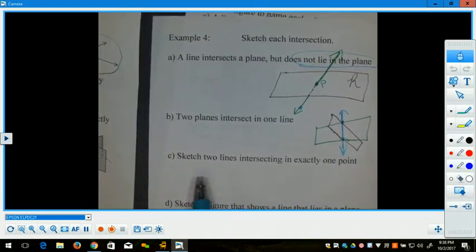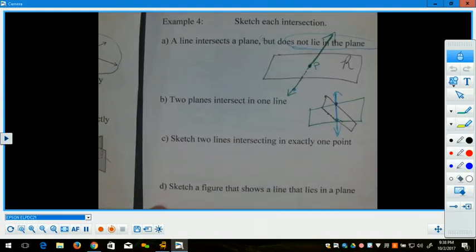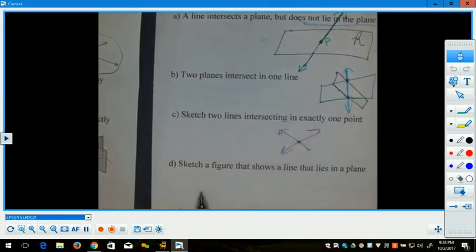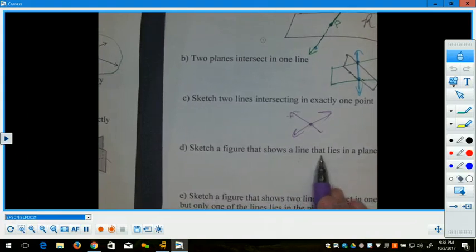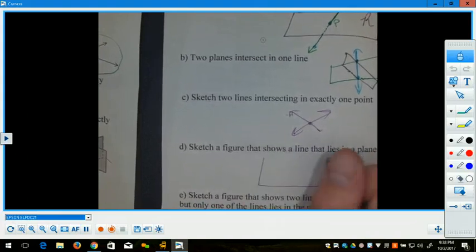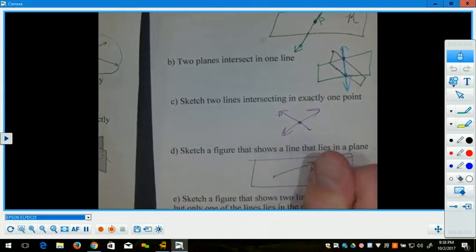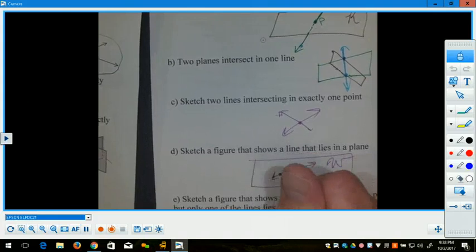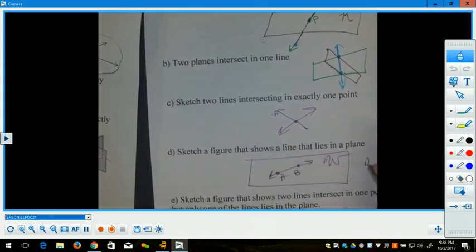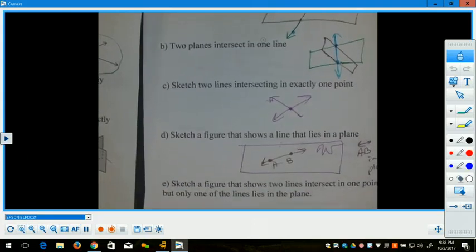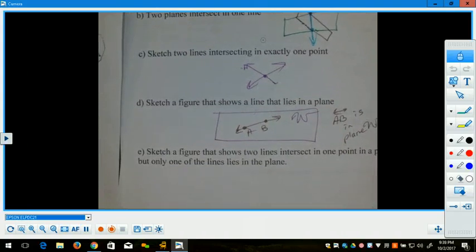Sketch 2 lines intersecting at exactly 1 point. That's easy enough. 2 lines, and here's the point. Sketch a figure that shows a line that lies in the plane. So here's my plane, capital W for what's up, and a line AB is in plane W, because its arrows and its points are inside the drawn plane.